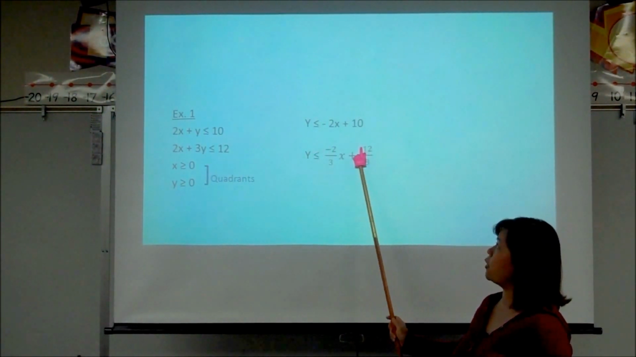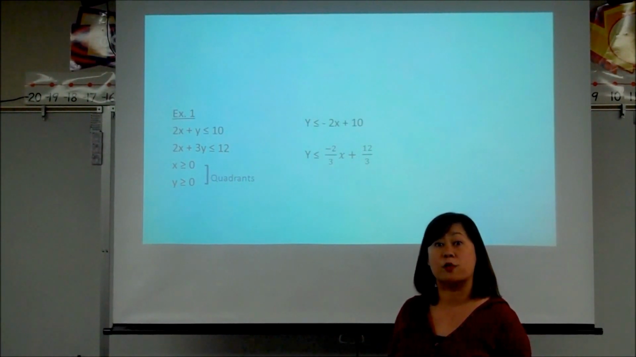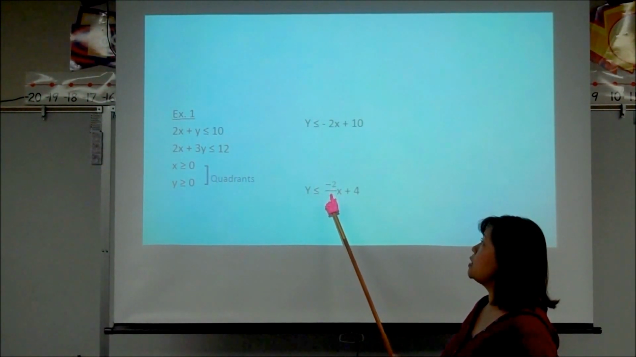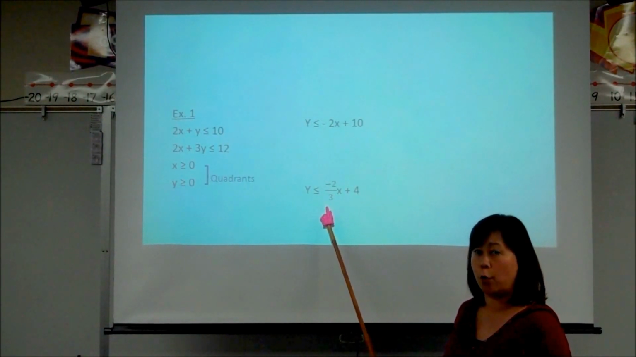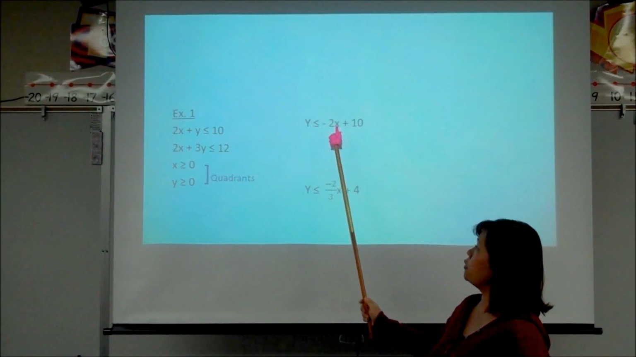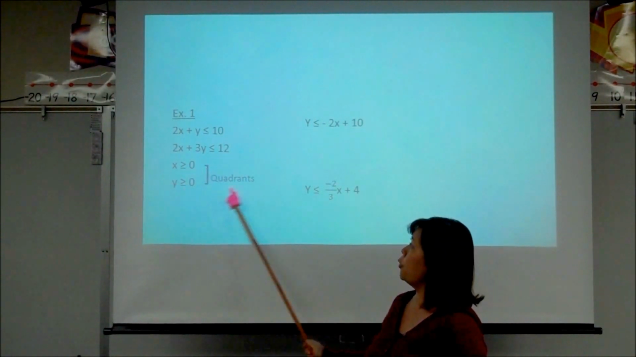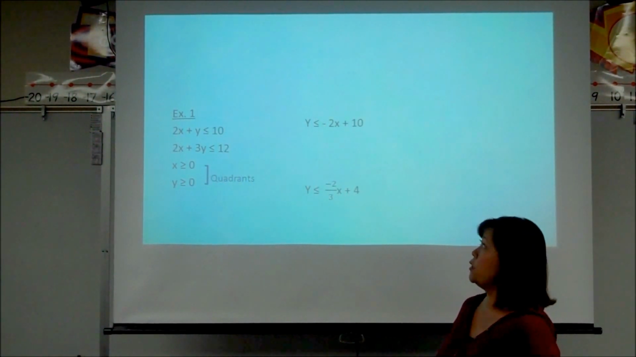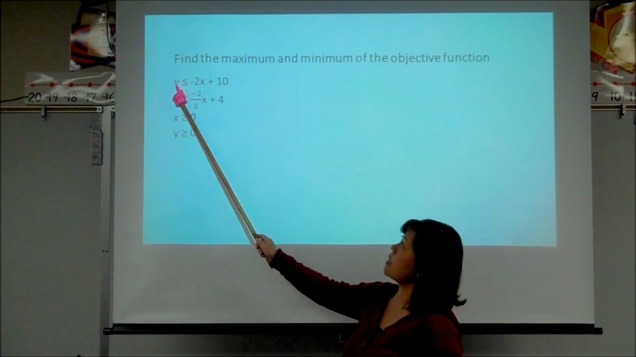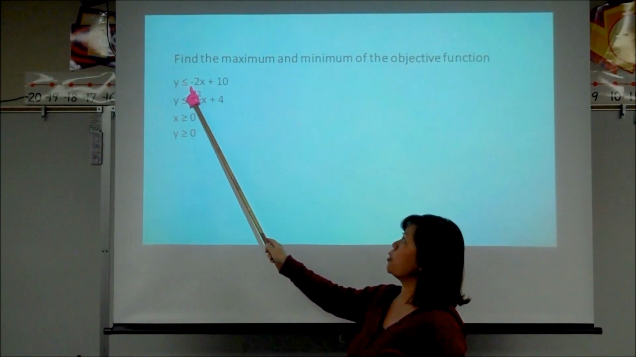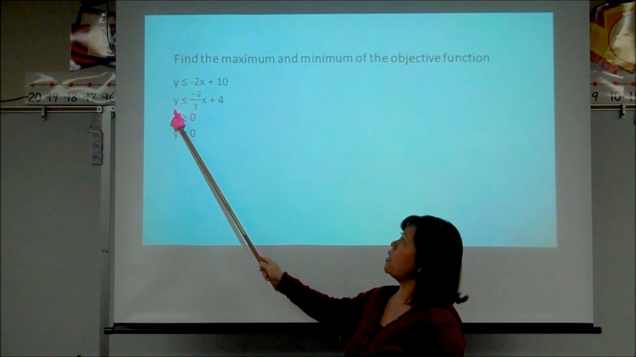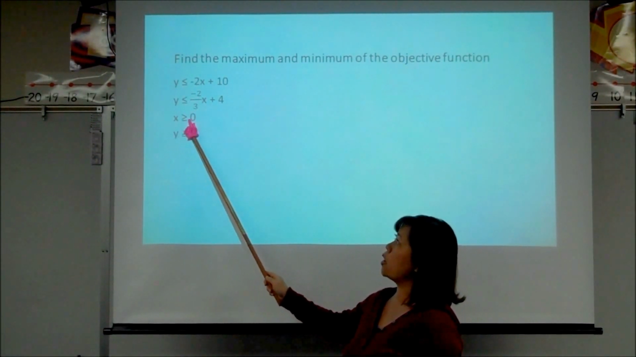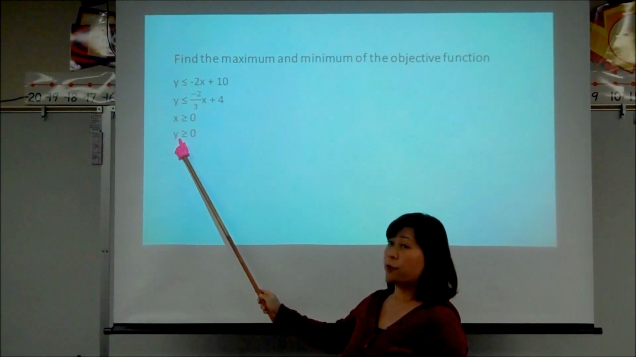Now taking this, we're going to simplify it. The 12 divided by 3, we're going to simplify it so it's going to help us to graph. So now it turns into y is less than or equal to negative 2/3 x plus 4. So now taking these equations right there, we're going to go ahead and graph them. So here we go. I have y is less than or equal to negative 2x plus 10, and then y is less than or equal to negative 2/3 x plus 4, and x is greater than or equal to 0, and y is greater than or equal to 0.